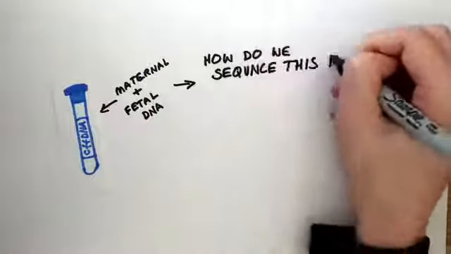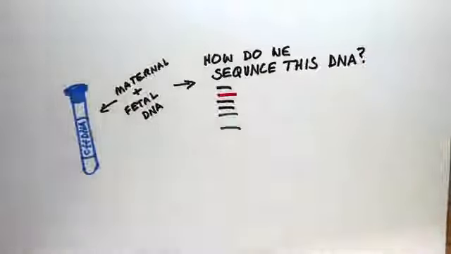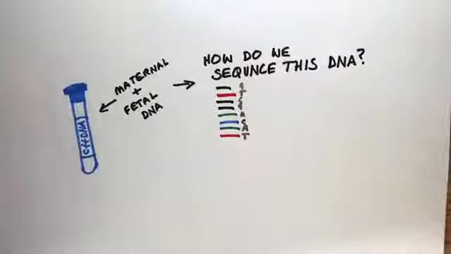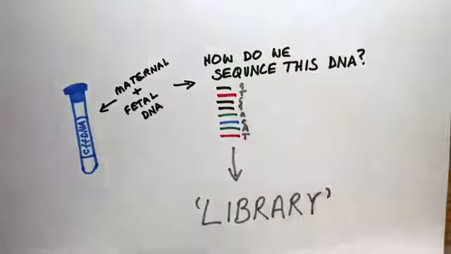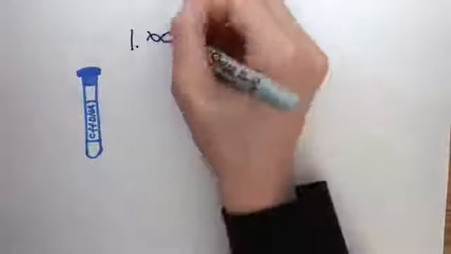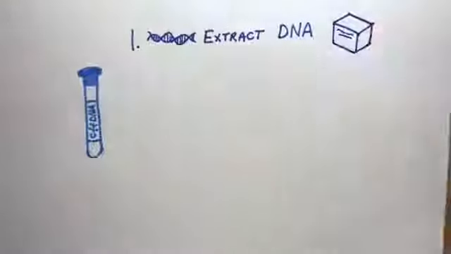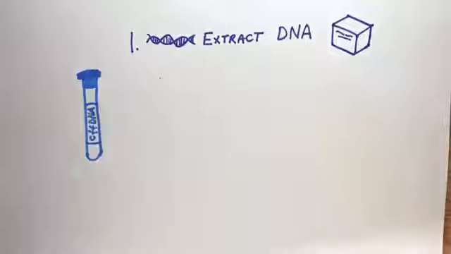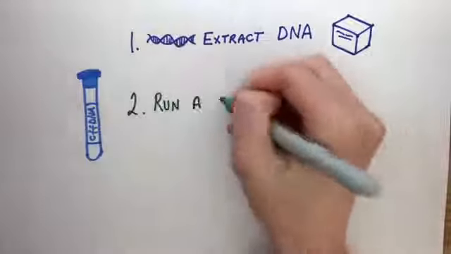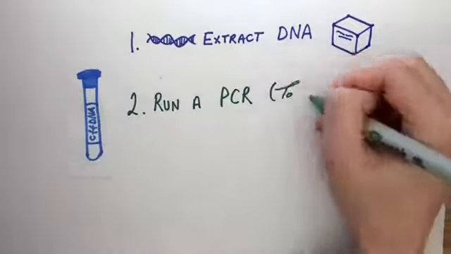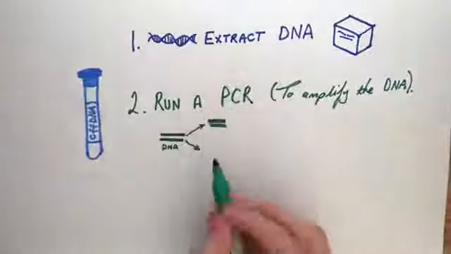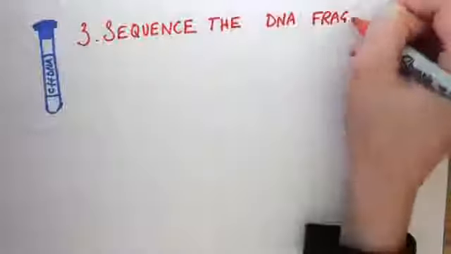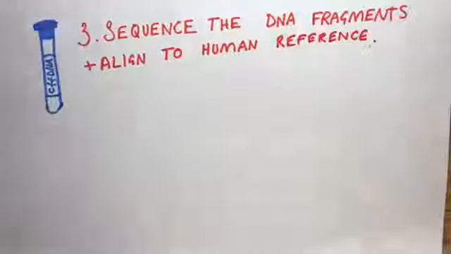So once you get the blood sample from the pregnant woman, in order for the fragments to be sequenced, it must be prepared into what's called a library. So how is this done? Firstly, extract DNA using a DNA extraction kit. Secondly, run a PCR. This is to amplify the DNA. Thirdly, you sequence the DNA fragments and align them to a human reference.